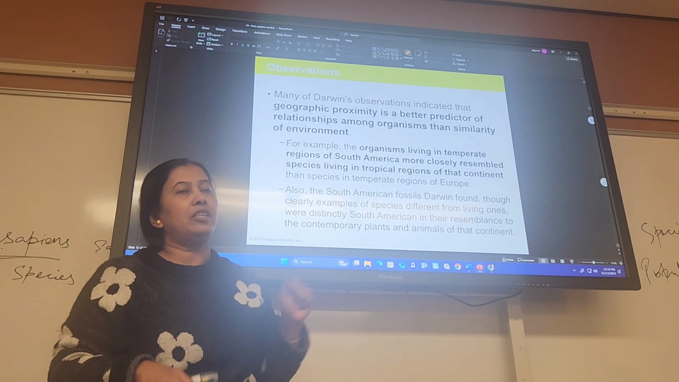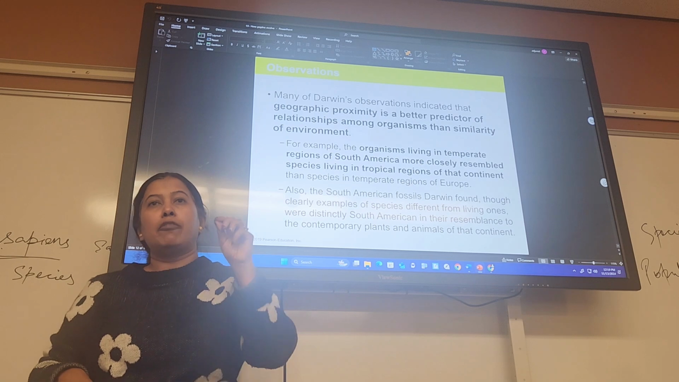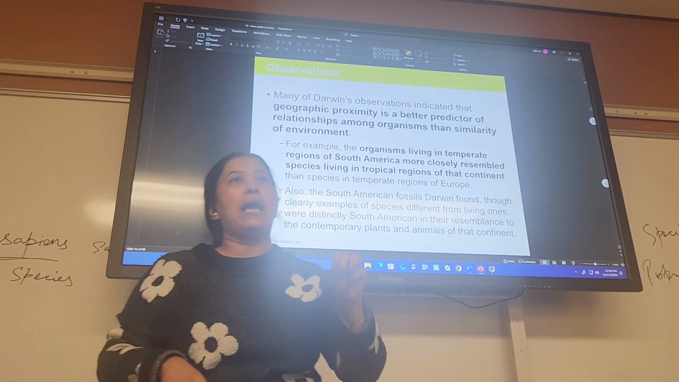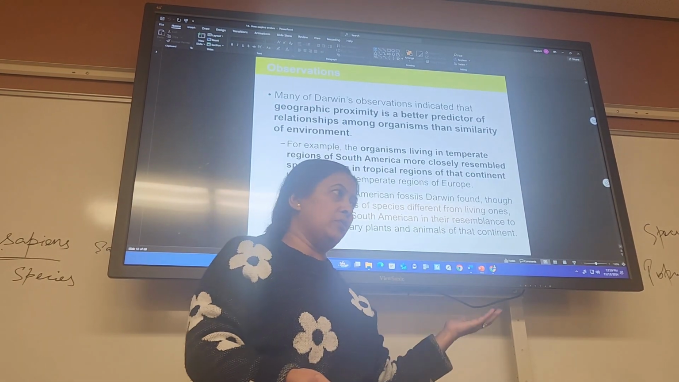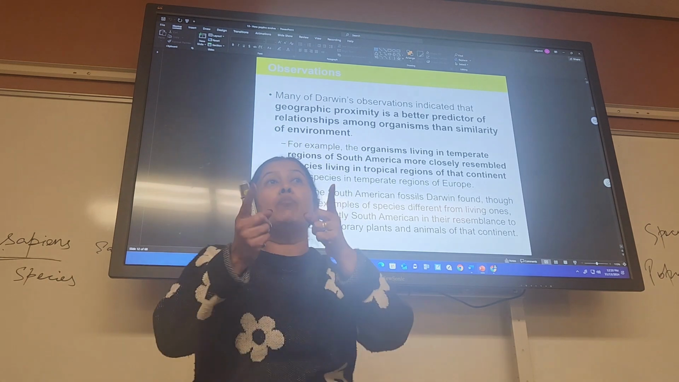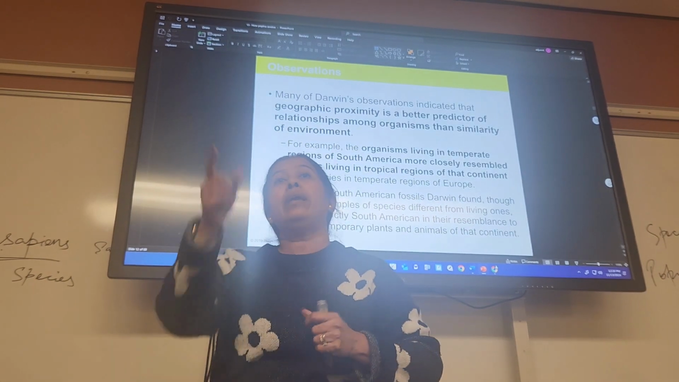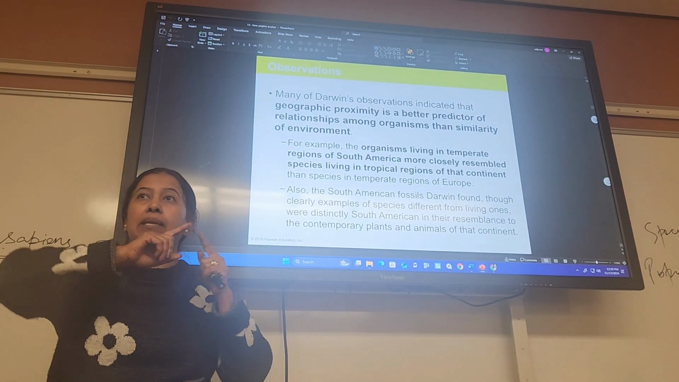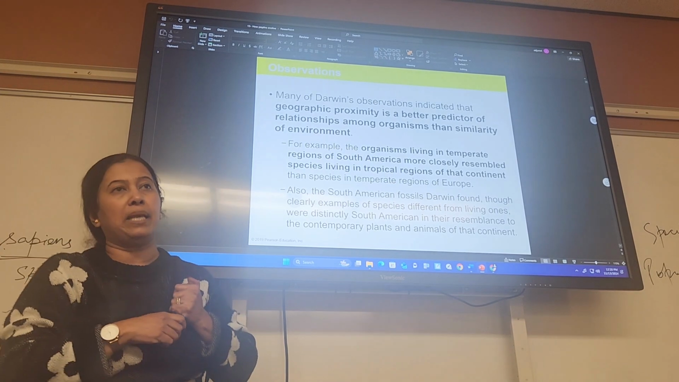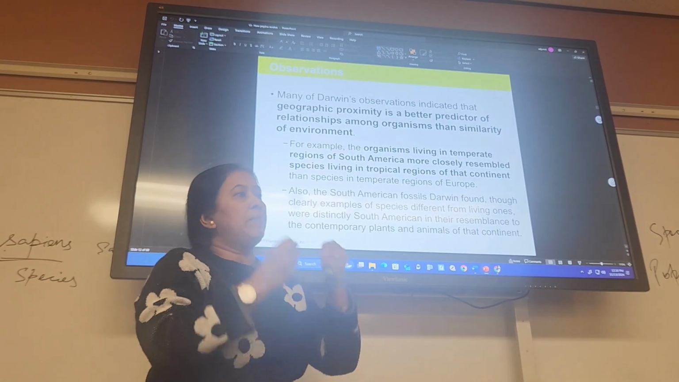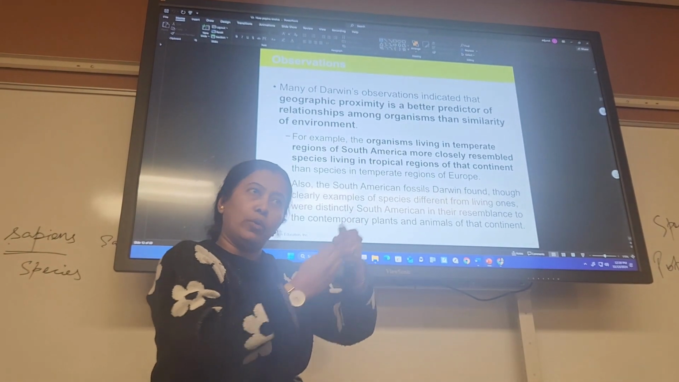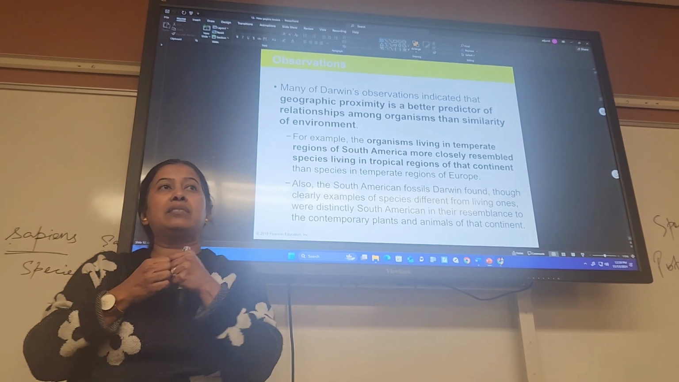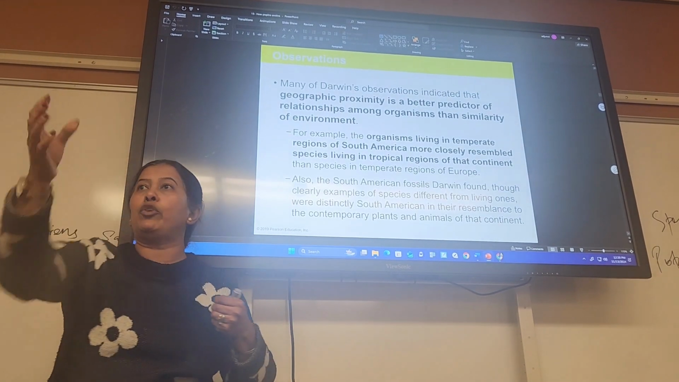So the environment is very different, and yet the flora and the fauna, that means the plants and the animals that he saw in the valley as well as the top of the mountains, were more similar when he compared similar environments across different continents. That means the animals and plants in South Africa were more similar to each other than the animals and plants when he compared those of South America to Europe.